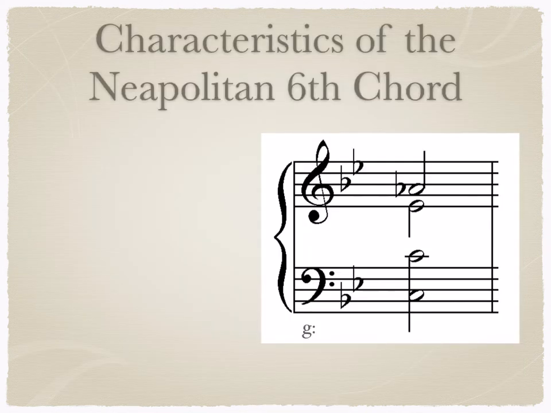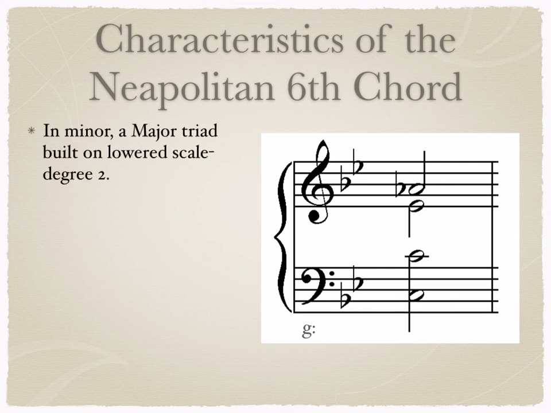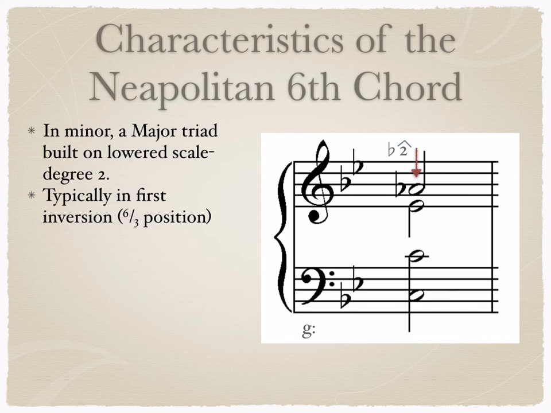So what are the characteristics of the Neapolitan sixth chord that give it that striking dark sound? In minor, it's a major triad built on lowered scale degree 2. Typically, it can be found in first inversion, but it can also be found in root position in the literature as well.